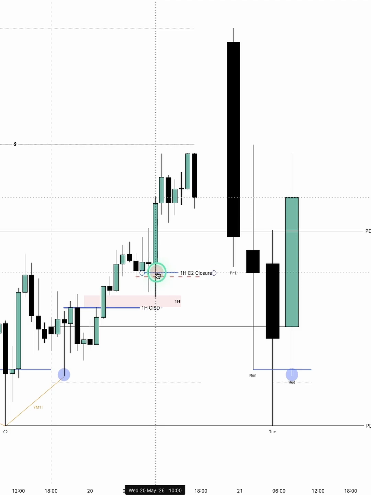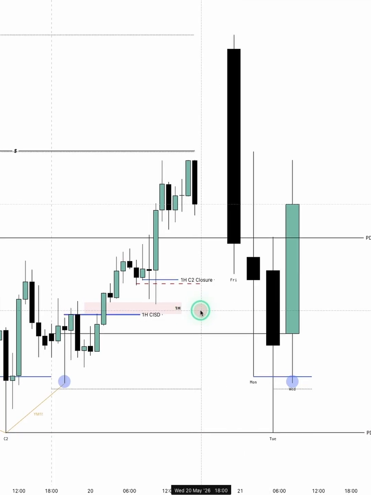The wick of 9 o'clock can do damage, but the body can stay above it. That's okay. And then notice how 10 o'clock came into a POI, which is one of my favorite trades. When you hit 1 hour, 1 day, 4 hour for value gap, it's a pretty high probability. Once I have the framework there, then I'm allowed to go to the 5 minute.